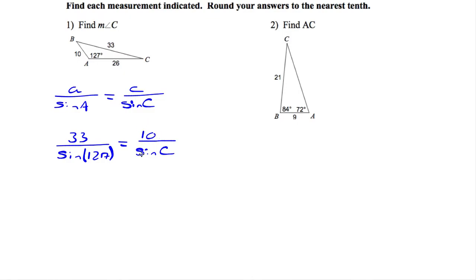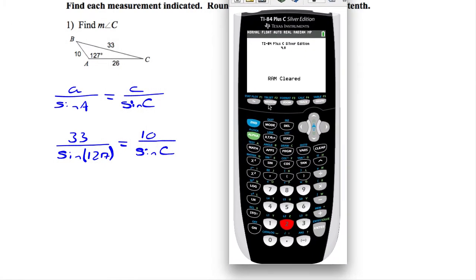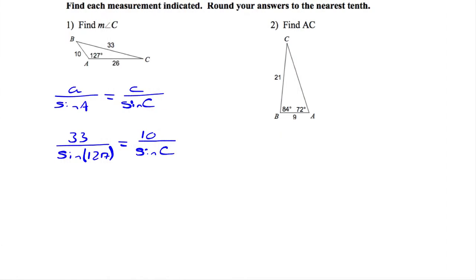So it's probably best to just get a decimal approximation over here. I'm going to be using my calculator. Because I'm dealing with degrees, I want to first make sure that my calculator mode is in degree mode. All right, there it is. It's in degree mode. And then I'm going to get this left-hand side. So I'm going to do 33 divided by the sine of 127. And that's this decimal here, 41.32.